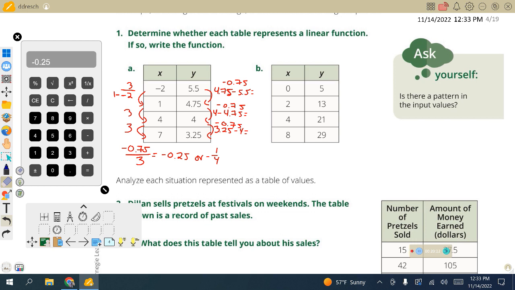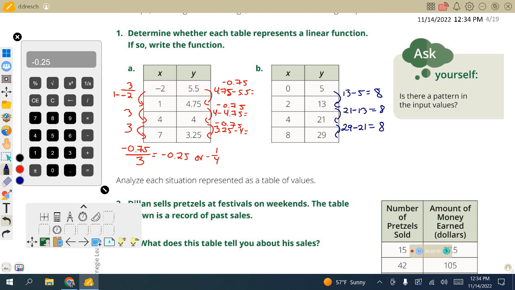Let's repeat that on the other one. What are we doing from 5 to 13? Yeah, it appears we're going up by 8. So, again, what I'm doing in my head is 13 minus 5, 8. How about 13 to 21? So 21 minus 13 is, yep, 8. 29 to 21. There's an 8.